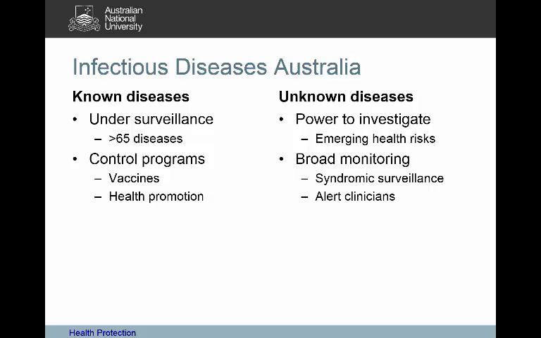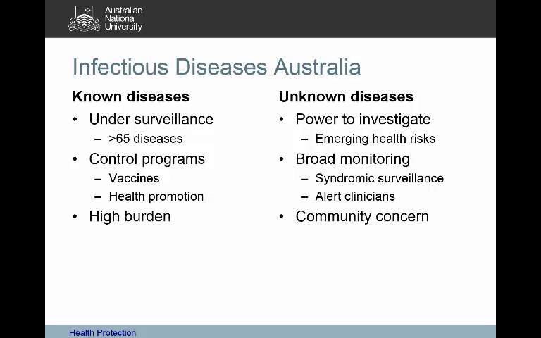For known diseases, we have control programs such as vaccines, health promotion, other interventions. For unknown diseases, it's really about broad monitoring for their occurrence, and that's usually through syndromic surveillance, where we're looking for a constellation of symptoms, or so it might be keeping a syndrome like encephalitis under surveillance to see if there's any emerging infections, and also alert clinicians, which are a key source of identification of new syndromes.